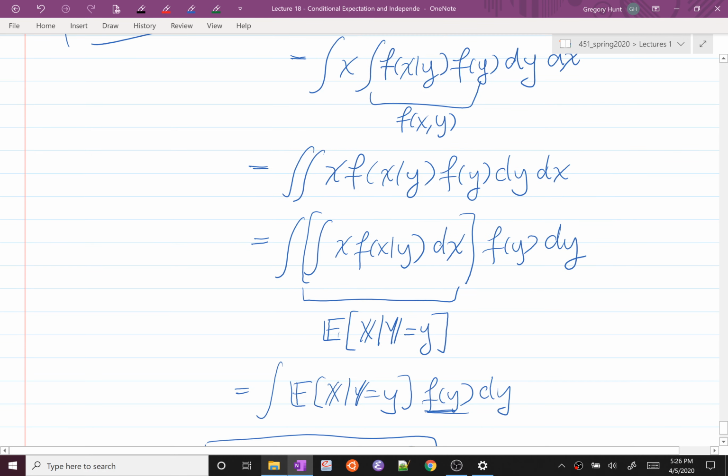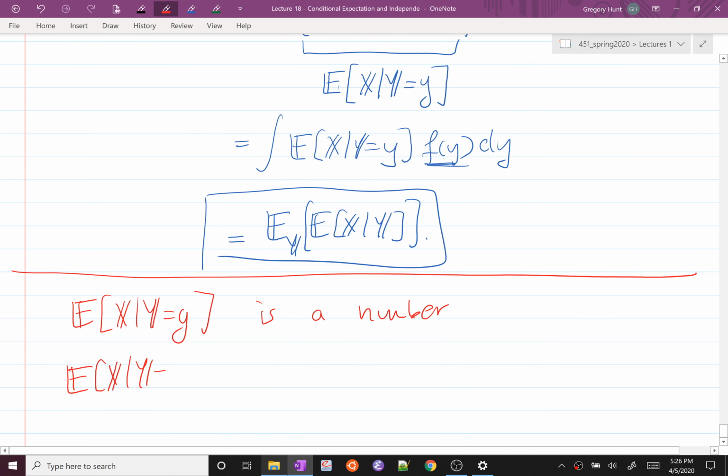So the takeaway to remember here from this theorem is that the expected value of X given Y equal to some little value y is a number, and the expected value of X given capital Y is a random variable. Okay, so let's stop there. We'll come back next time and we'll look at some examples of this.